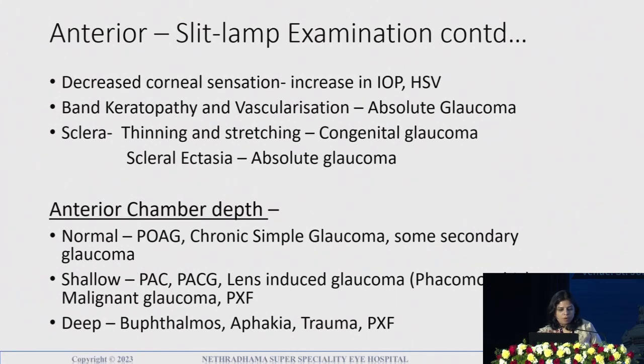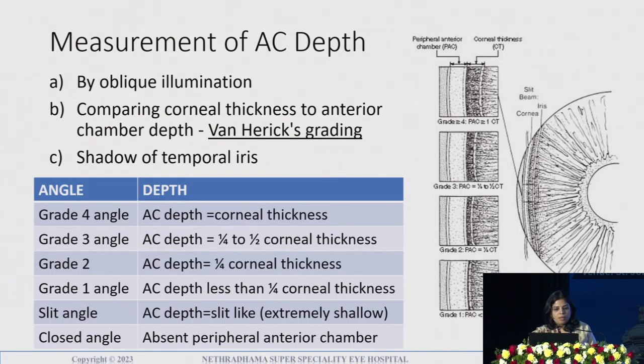Coming to the most important thing, anterior chamber depth. It is normal in cases of open angle glaucoma, and shallow in cases of angle closure glaucoma, as well as some types of PXF glaucomas. Various methods are used to check the anterior chamber depth. Van Herrick's classification is the most common, which we use in the OPD.